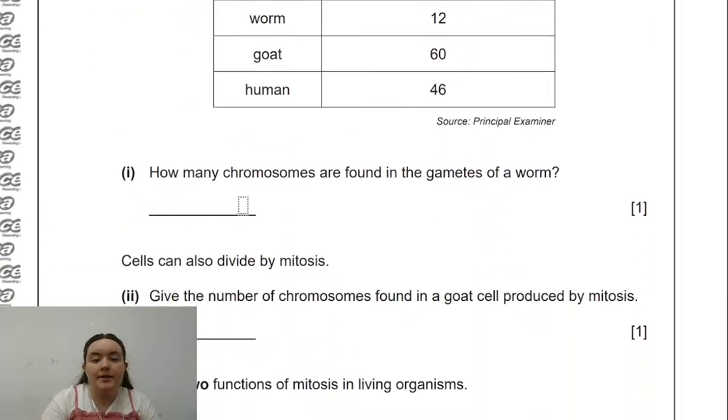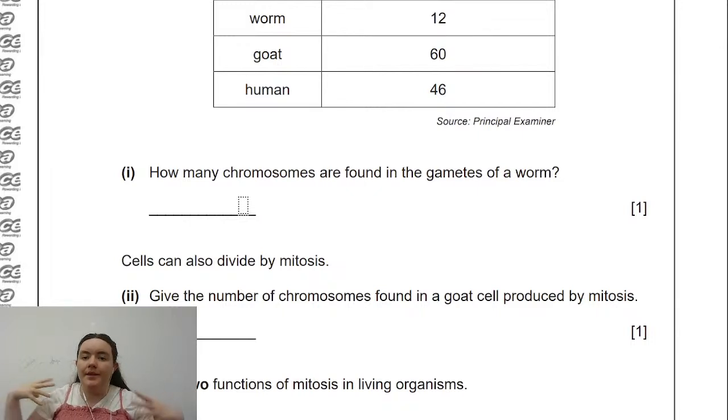So cells can also divide by mitosis. So mitosis is how every other cell in the body divides except for ova and sperm. So give 2 functions of mitosis in a living organism. So in a living organism, mitosis has basically only got 2 functions, and that is for growth, so to make more of the cells so that it can provide for a larger area.